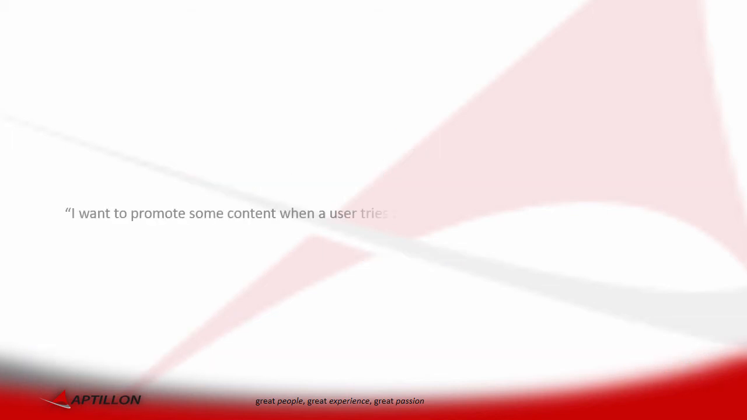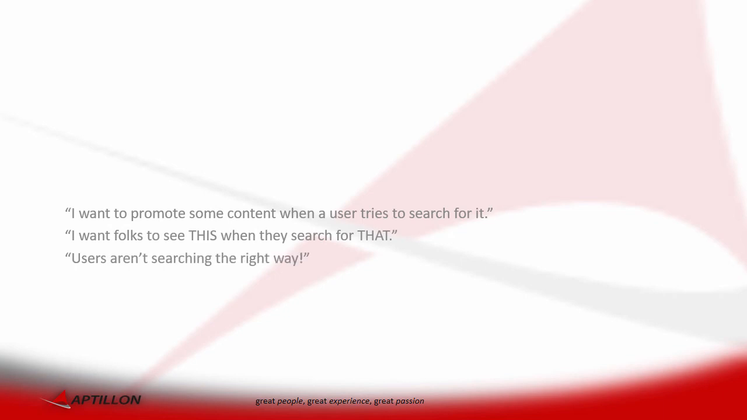For each of our samples, we're going to come up with our problem statements, like I want to promote some content when a user tries to search for it, or I want folks to see this when they search for that particular word or phrase. Or users just aren't searching the right way and we need to help them out. In this case, our first example is going to be better best bets, or what are known in SharePoint 2013 and 2016 as promoted results.